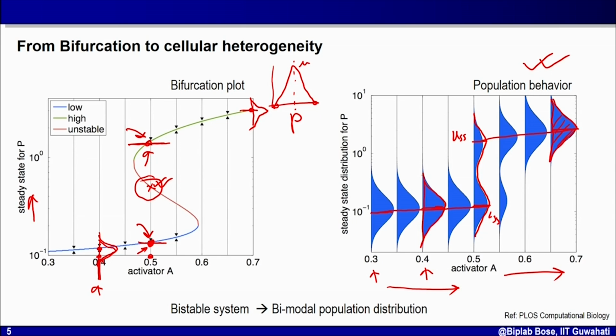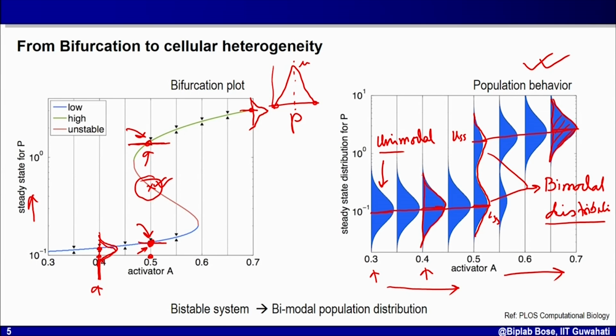So this type of behavior is called bimodal distribution. Initially I have a unimodal population distribution. In between, when I have two peaks, this is called bimodal distribution. This is called bimodal because you can easily see there are two modes, there are two peaks.